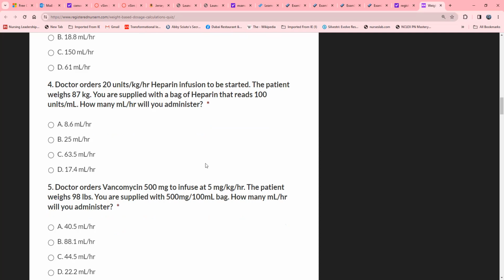Okay, number 4 is the same thing. The only difference here is this is asking you how many mLs per hour, and how's your order here? Is it in minutes or is it in hours? It's in hours, so you don't need to do that extra conversion here. Your weight is already converted for you, correct? Yes. Okay.